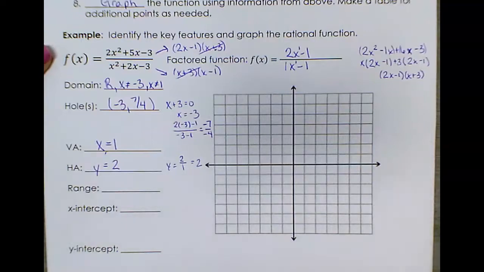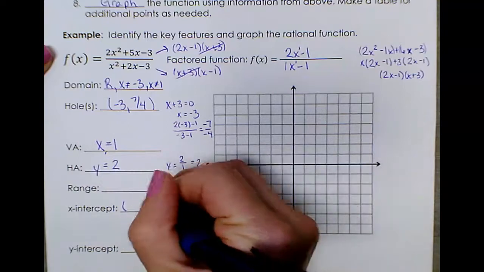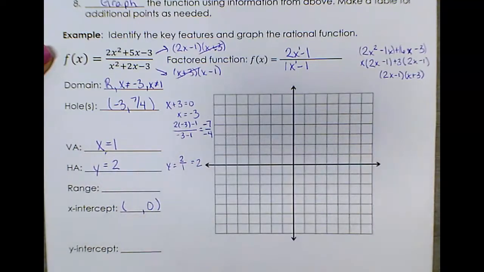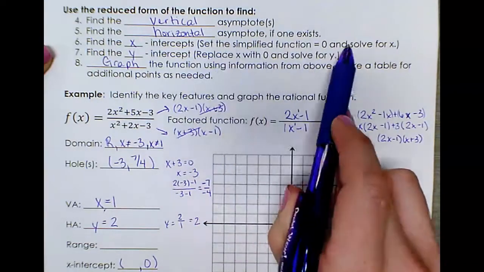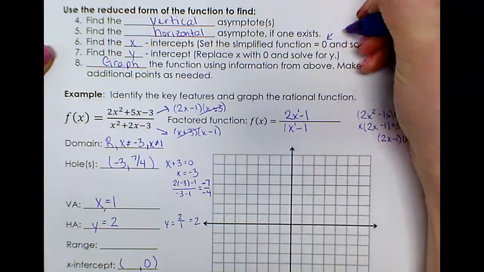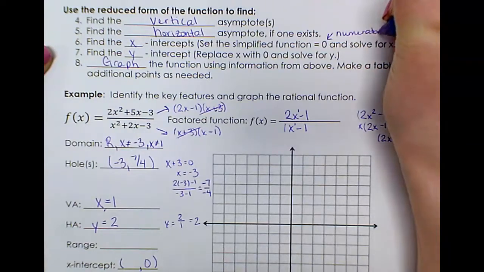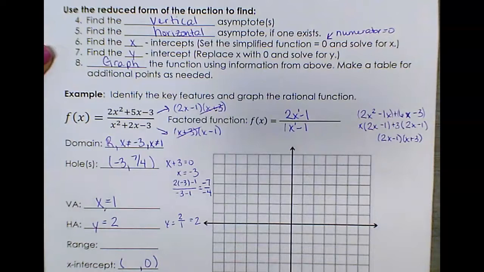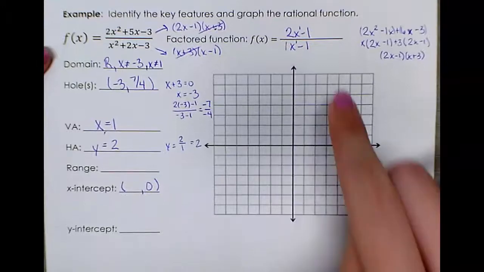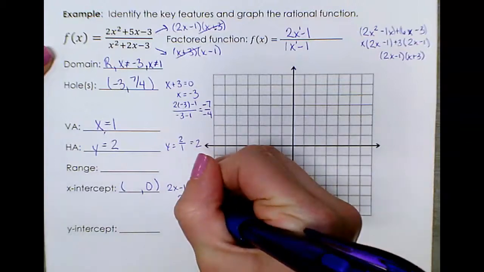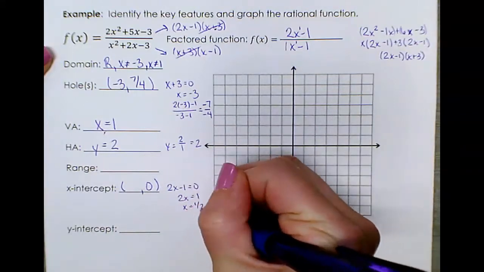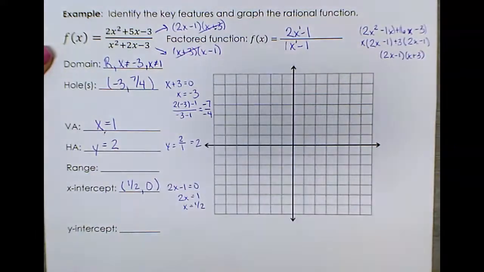I'm going to go to the x-intercept and the y-intercept, remembering that the x-intercept is the x value when y is 0. So I'm going to set the function equal to 0. So x-intercept, set the simplified function equal to 0 and solve for x. So the numerator is what we set equal to 0, because the numerator of a fraction, if that's 0, then the function is 0. So my numerator is 2x minus 1. If I set 2x minus 1 equal to 0, 2x equals 1, and x equals 1/2. So there's the x-intercept.